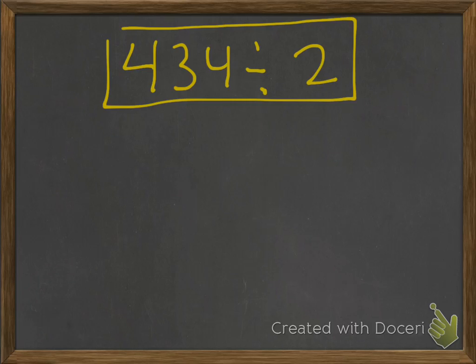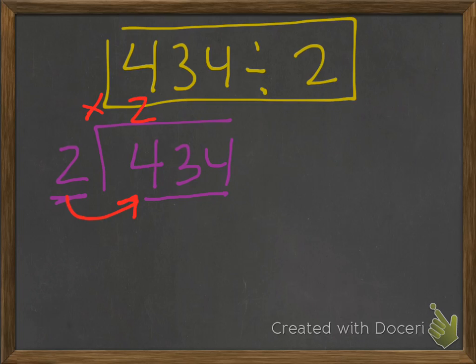Alright, how'd you do? Well, first off, you should probably go ahead and set it up this way. And again, what we're saying is we have 2 groups and we want to put the 434 evenly into those groups, at least as even as possible. So let's go ahead and solve. And remember, this really means multiply right here. So 2 times what gives us 4 or close to 4? Well, 2 times 2 gives us 4. And we subtract and we get 0.